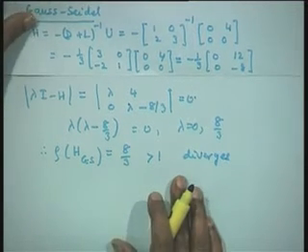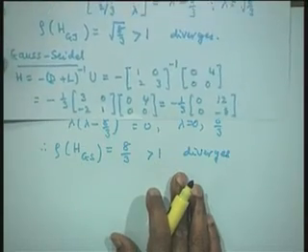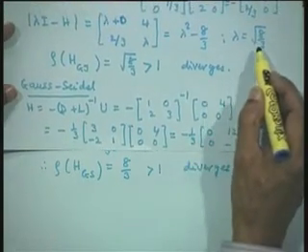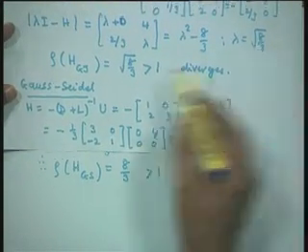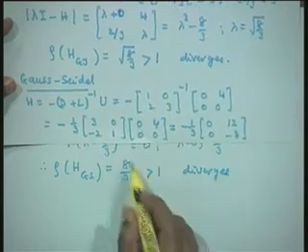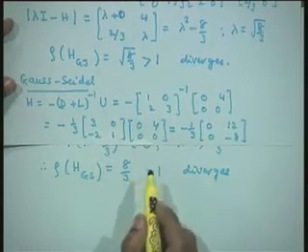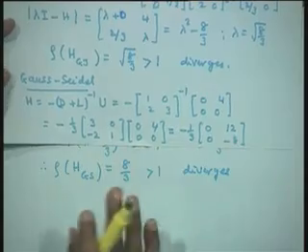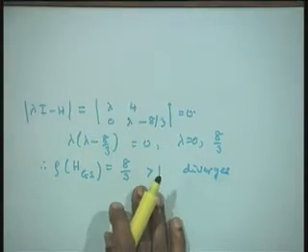It diverges much faster than Gauss-Jacobi. The Gauss-Jacobi spectral radius was only root of 8 by 3, whereas this is the square of that number. Therefore, the Gauss Seidel is going to diverge much faster than the Gauss-Jacobi in this scheme.